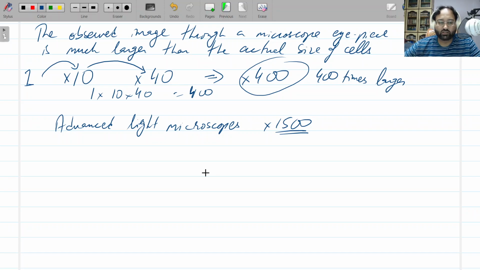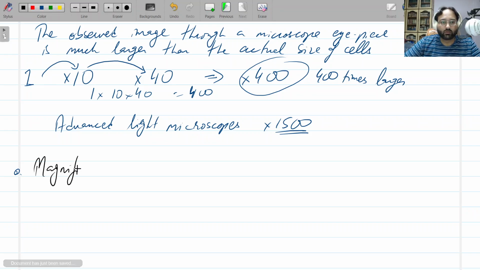Now, what you need to know about microscopes, other than its different parts and how they work, is how to calculate magnification. So magnification is the observed image size divided by the actual size of the specimen.